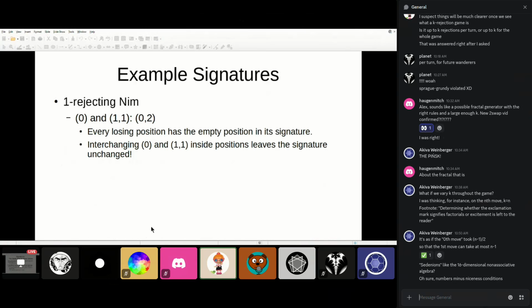I think the thing that was missing on the previous slide, where signature was defined, is that it just says position that you can add to get a P position. Maybe that was a little vague. It means single heap Nim under the same rejection rule. I did leave that vague because in theory it's a scheme you can apply to any of these games.